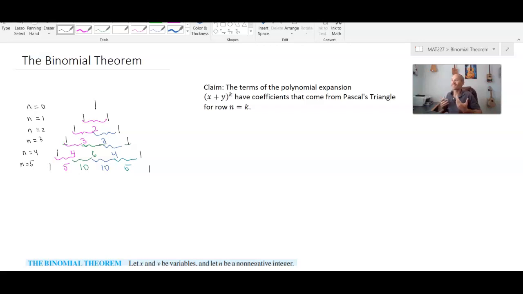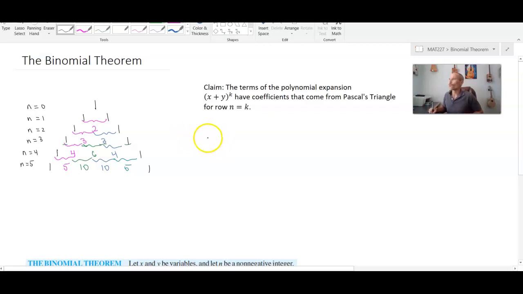We now have this connection, or we think we have this connection, between Pascal's triangle and the expansion of the sum of two numbers raised to a power, where if this power is k, then those coefficients, we're going to claim, come from Pascal's triangle for row n equals k. So if k was 2, then we could come over here and say, all right, n equals 2, the coefficients of that expansion of x plus y squared should be 1, 2, and 1.